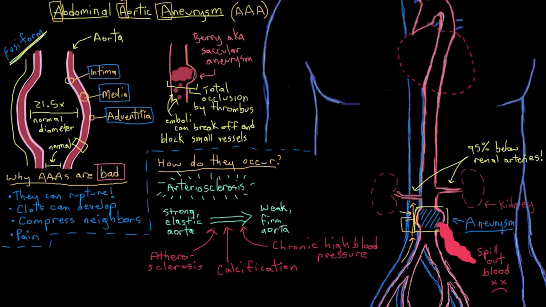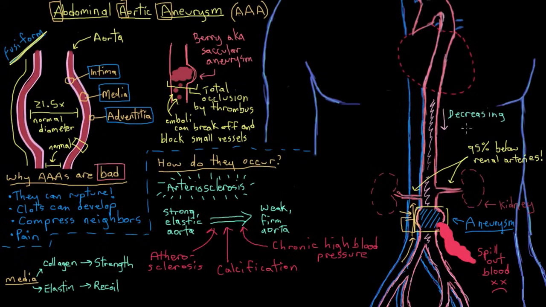But there's actually a little bit more to it. In the media, that middle layer of the aorta, there are lots of proteins like collagen, which give the aorta its tensile strength, its ability to withstand pressure, and elastin, which gives the aorta its elastic recoil, the ability to spring back to normal after a blood pressure wave passes by. As we descend down the aorta, particularly in the abdominal aorta region, we have less collagen and elastin than we do up at the top, even in perfectly healthy aortas. So the lower parts of the aorta are more prone to developing aneurysms as it is.